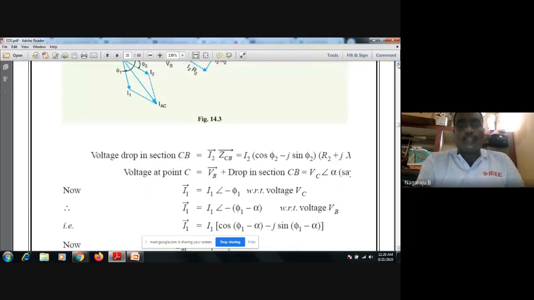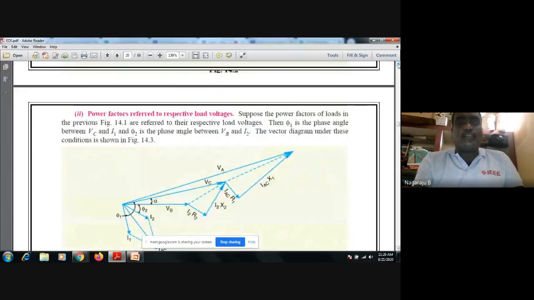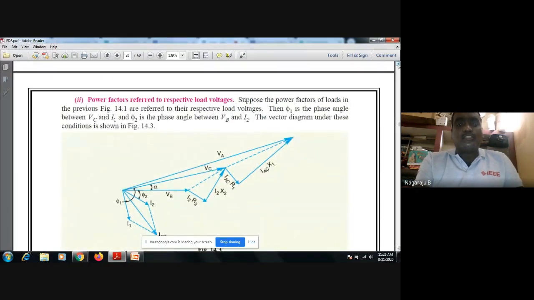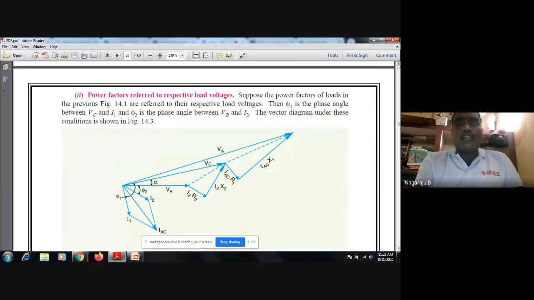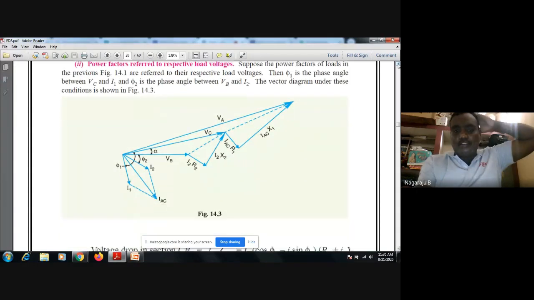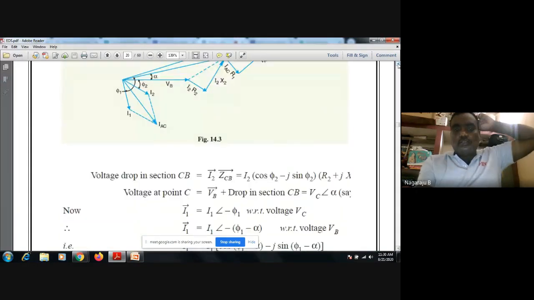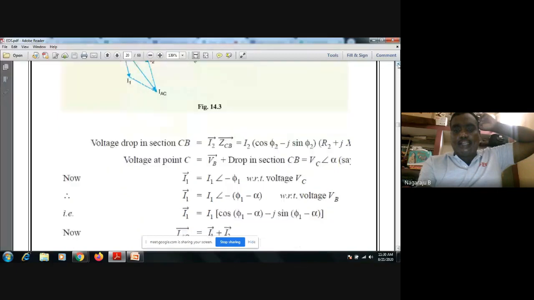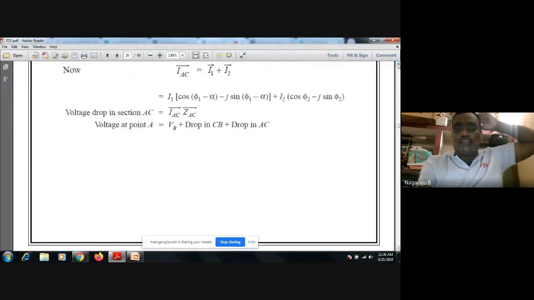Voltage drop calculation with respect to the receiving and respective load voltages. Suppose power factors of the various loads, I'm taking phi 1 as the phase angle between VC and the current. So you have different types of calculation. These are already studied by you.